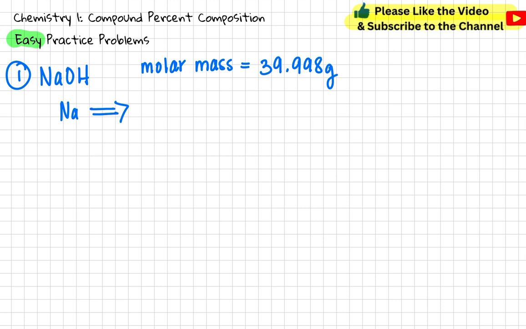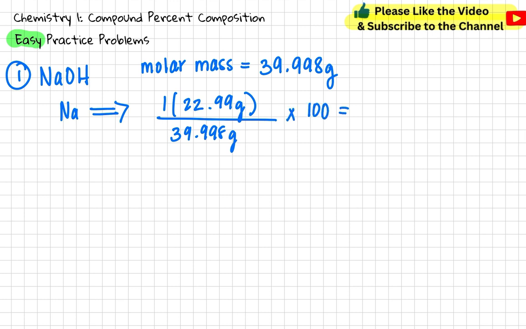So for sodium, we use the same formula. How many elements of sodium is in the molecule? Only one. So it's going to be 1 times the molar mass of sodium, which is 22.99 grams. That's also from the periodic table. All over 39.998 grams. Then we're going to multiply that by 100. Do the math. That comes out to 57.479%. So this is now something that we can say that sodium makes up 57.479% of sodium hydroxide. Now we'll go to oxygen.